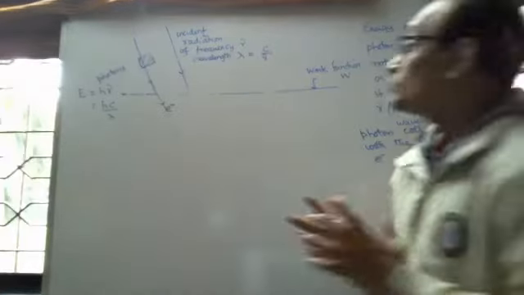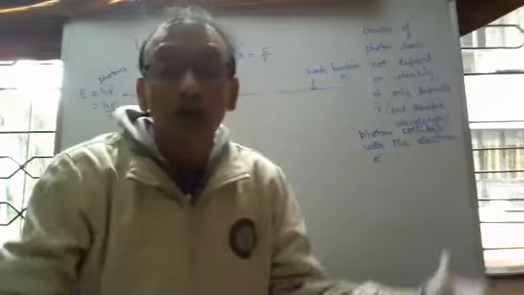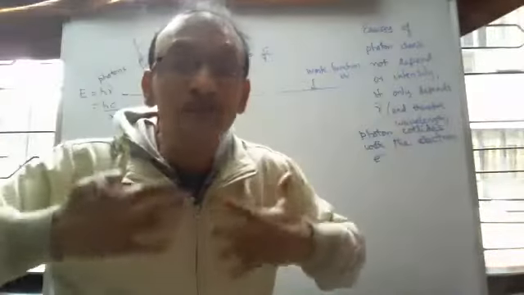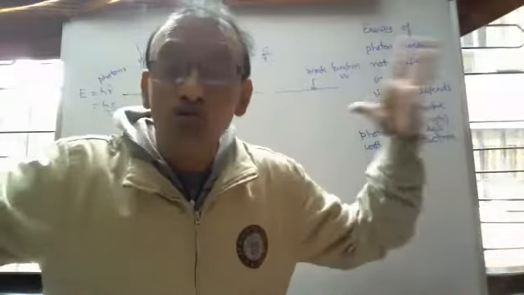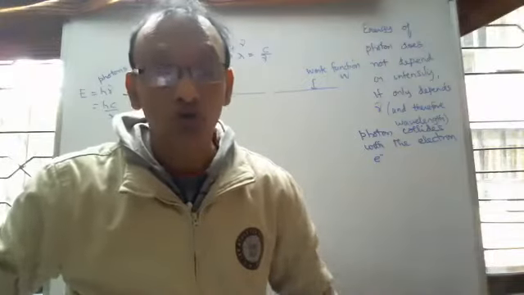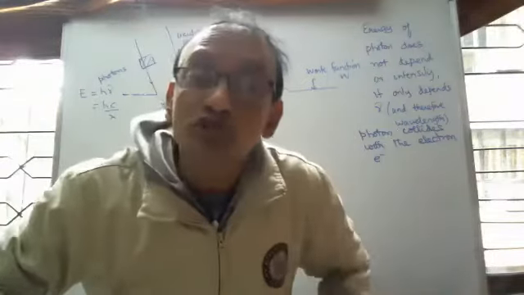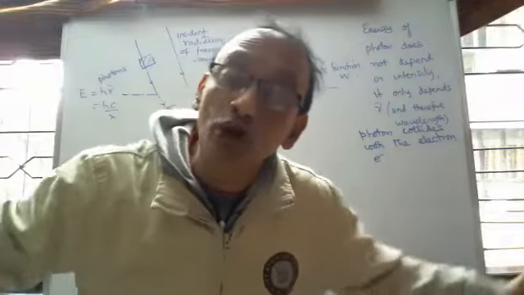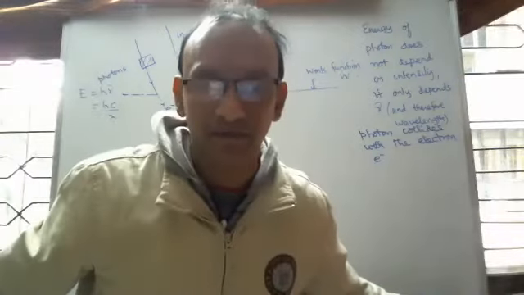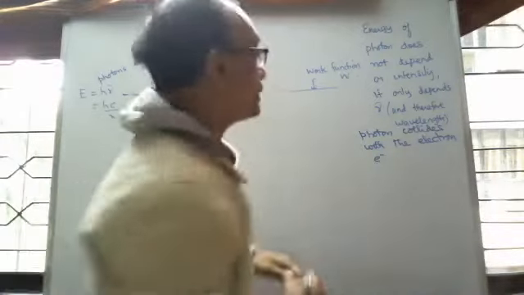ठीक है बेटा? फिर ये इलेक्ट्रॉन क्या करता है? The electron photon को हजम कर जाता है. Swallows the photon. The electron consumes the photon. When I say consume the photon, मतलब उसका एनर्जी ले लेता है. ठीक है?